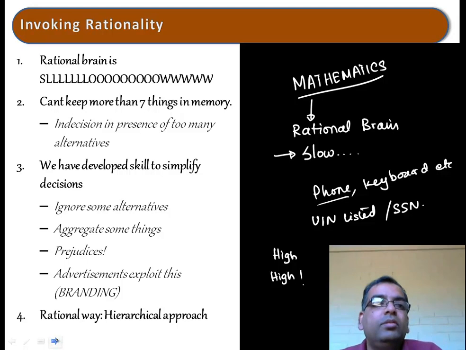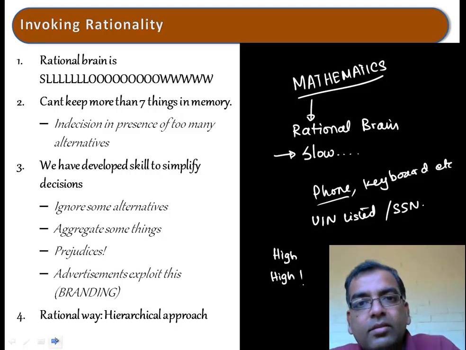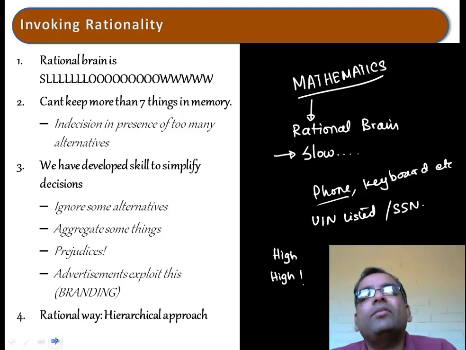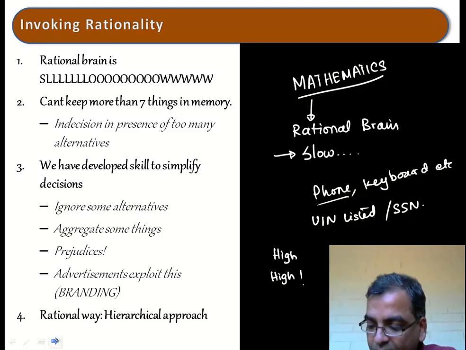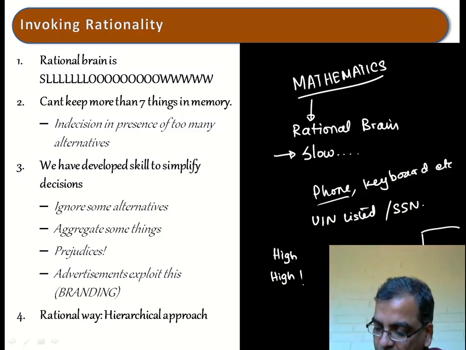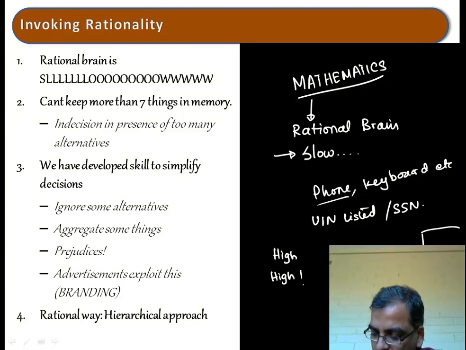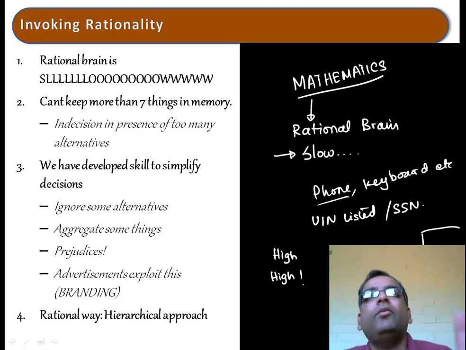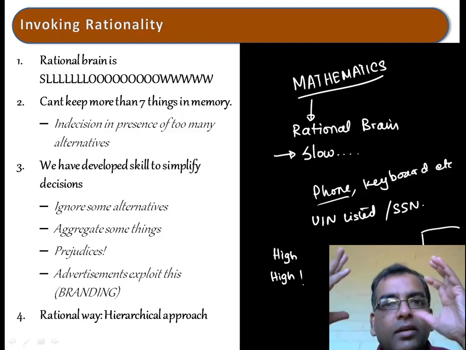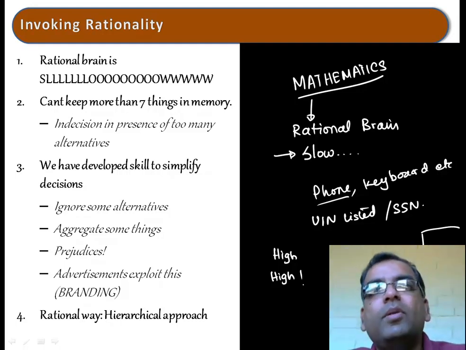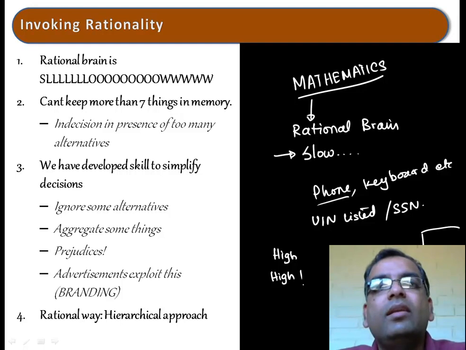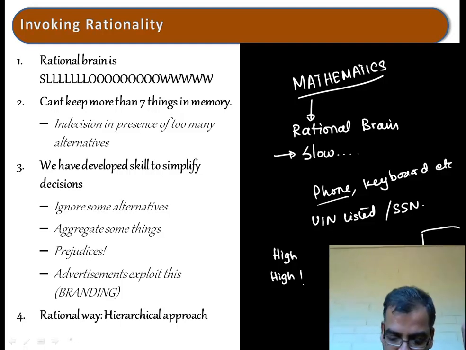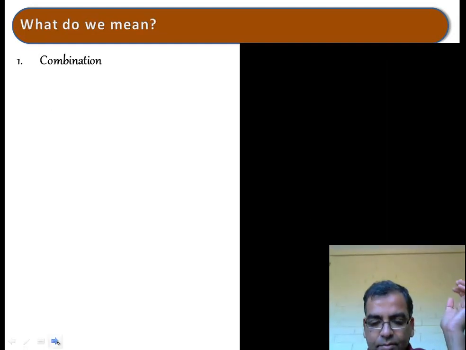The rational way to do this, where you consider all these things but you don't keep more than seven things in mind, is to do it hierarchically, step by step. You make a big decision, and then from the big decision, you make smaller ones. This hierarchical decision making is at the heart of a design process. We want to make sure that in the hierarchy, we have looked at all our possibilities, and we are searching through this hierarchy in a systematic way. This is a major point.